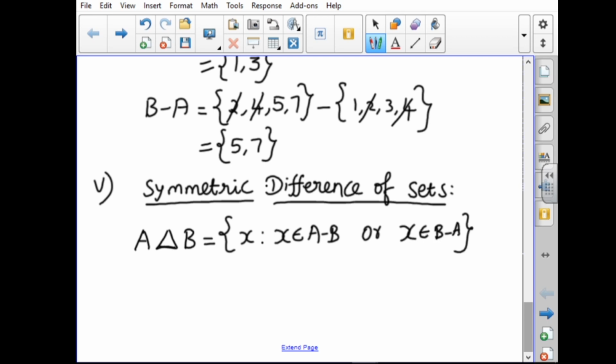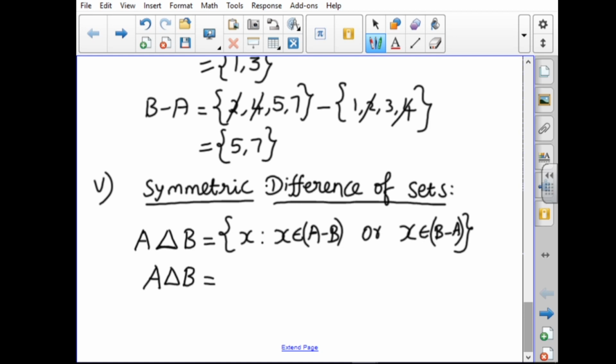X belongs to A minus B, A difference B, and X belongs to B difference A. So using the formula, A delta B is equal to, this is the symbol of symmetric difference.